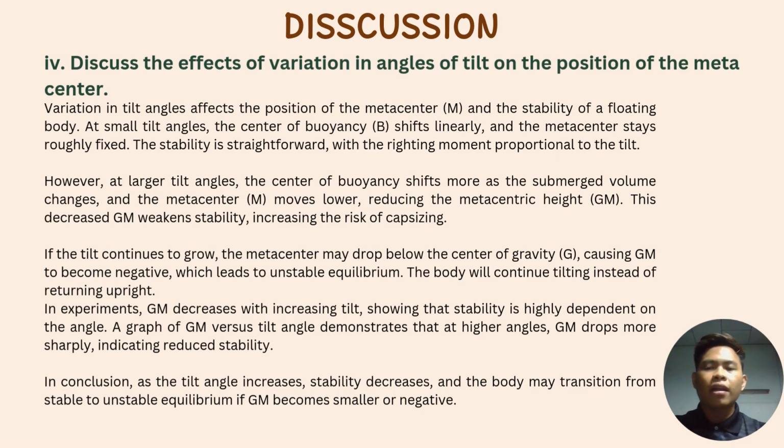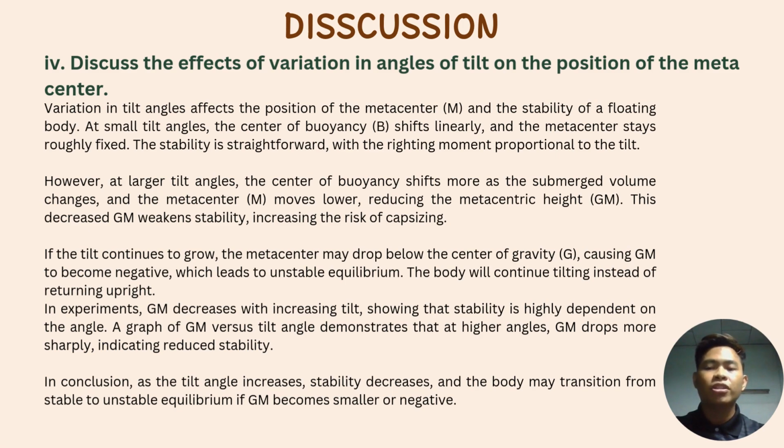However, at large tilt angles, the center of buoyancy shifts more as the submerged volume changes and the metacenter moves lower, reducing the metacentric height. This decrease in GM weakens the stability and increases the risk of capsizing. If the tilt continues to grow, the metacenter may drop below the center of gravity, causing GM to become negative, which leads to unstable equilibrium. The body will continue tilting instead of returning upright.